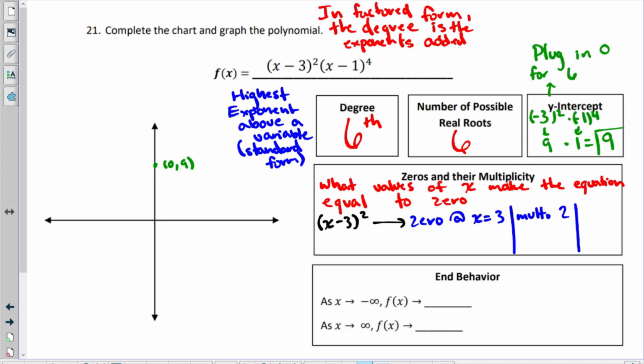And maybe you want to write this as a little aside. So I'm going to go, I guess, right here underneath. I'm going to say, note about multiplicity. So for multiplicity, if the multiplicity is even, it will bounce off of the axis, right? It'll hit the axis and then bounce back up.